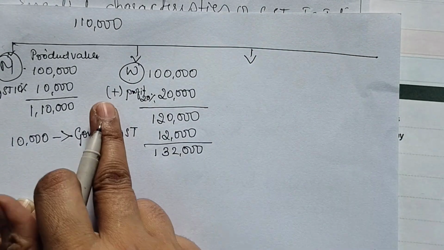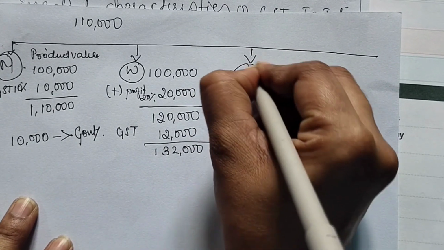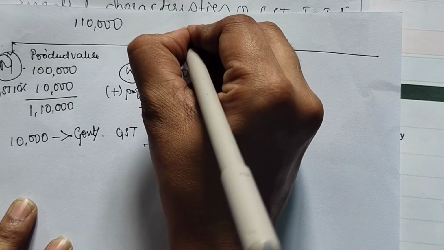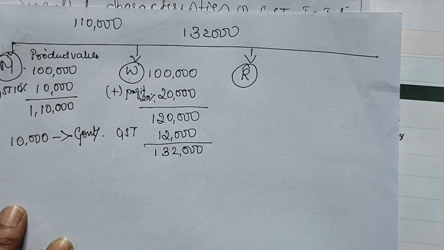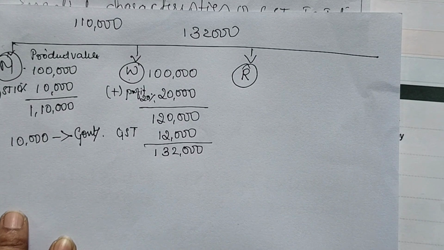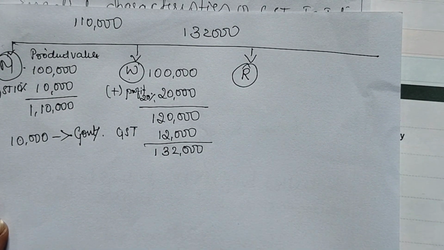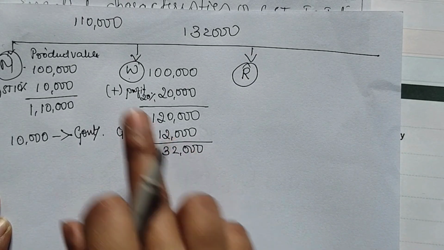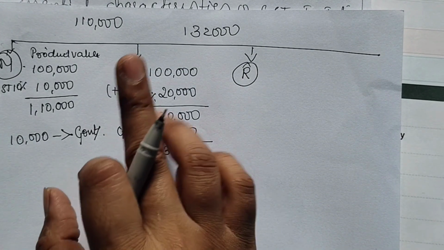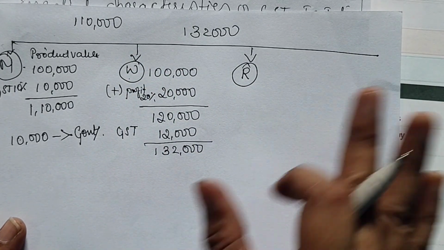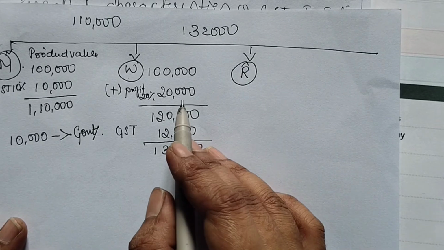Now, the wholesaler sells this to the retailer. How much is the retailer paying? 1 lakh 32,000 is paying. Now, here you need to understand: the wholesaler said to the government, sir, you have said the final consumer is the bearer of the tax. I already paid 10,000. Again I have to pay?